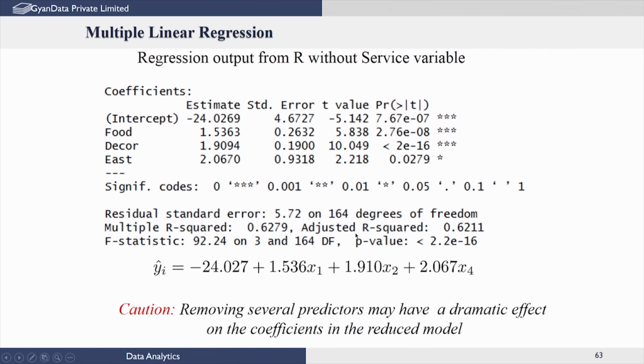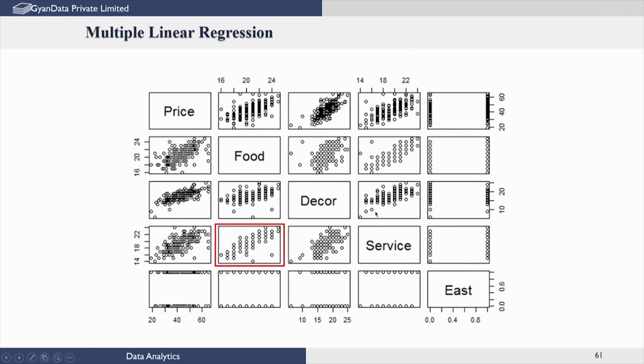The reason for this, as we said, if you look at the scatter plot, service and food are very strongly correlated, therefore only either food or service needs to be included in order to explain price and not both, right. And in this case service is being removed, but you can try removing food as the variable and try to fit between price, decor, service and east, and you will find that the regression is as good as retaining food and eliminating service.